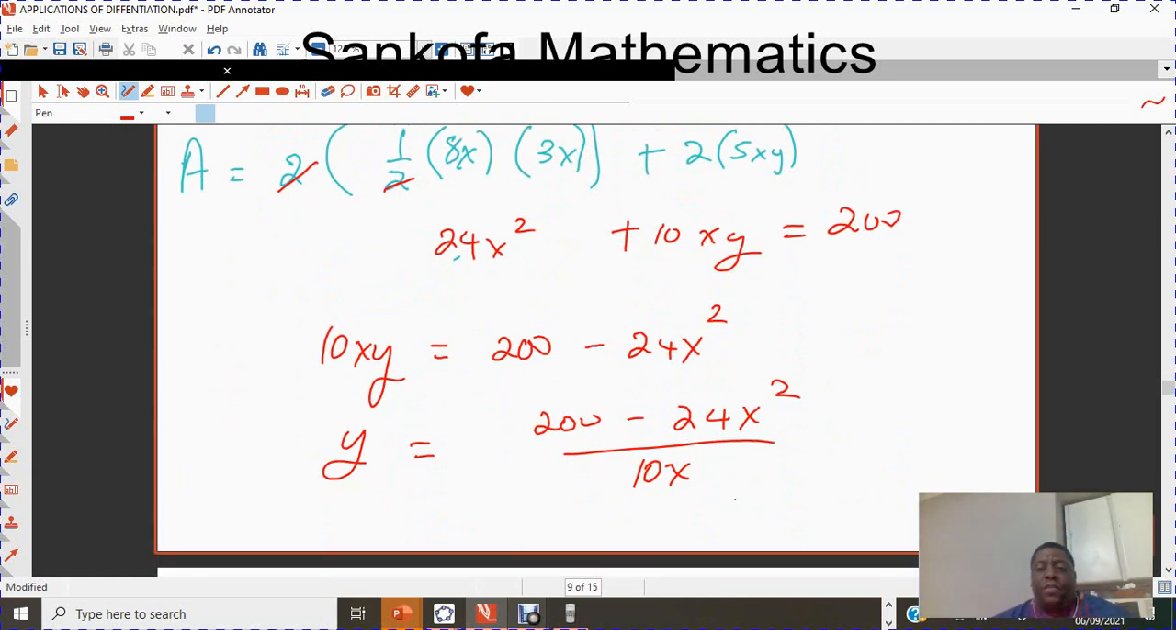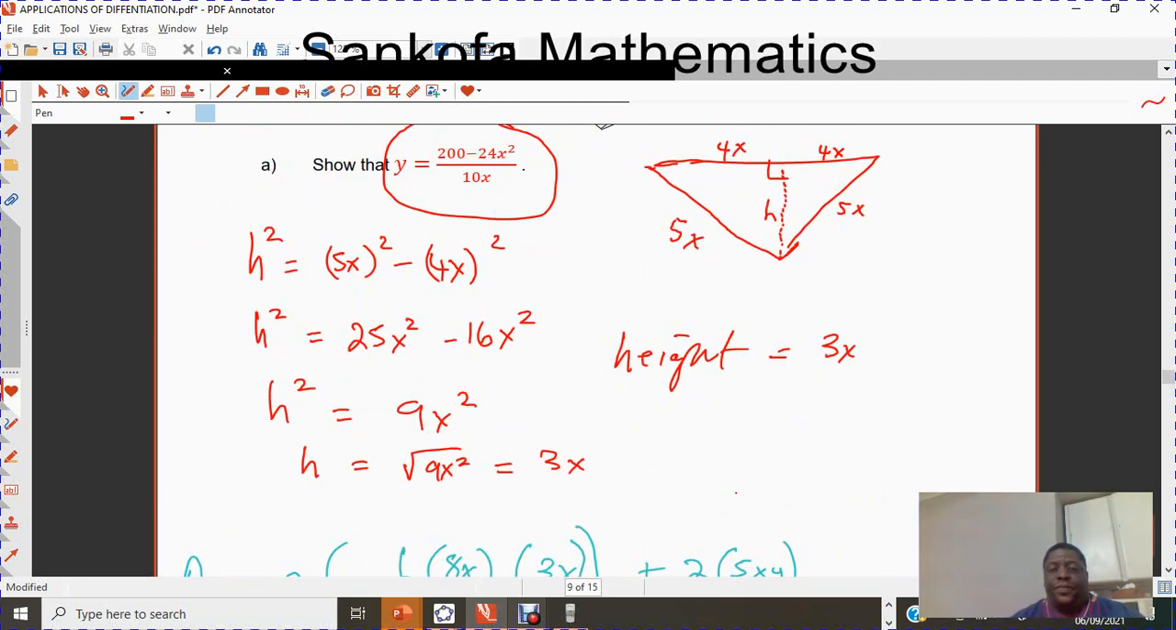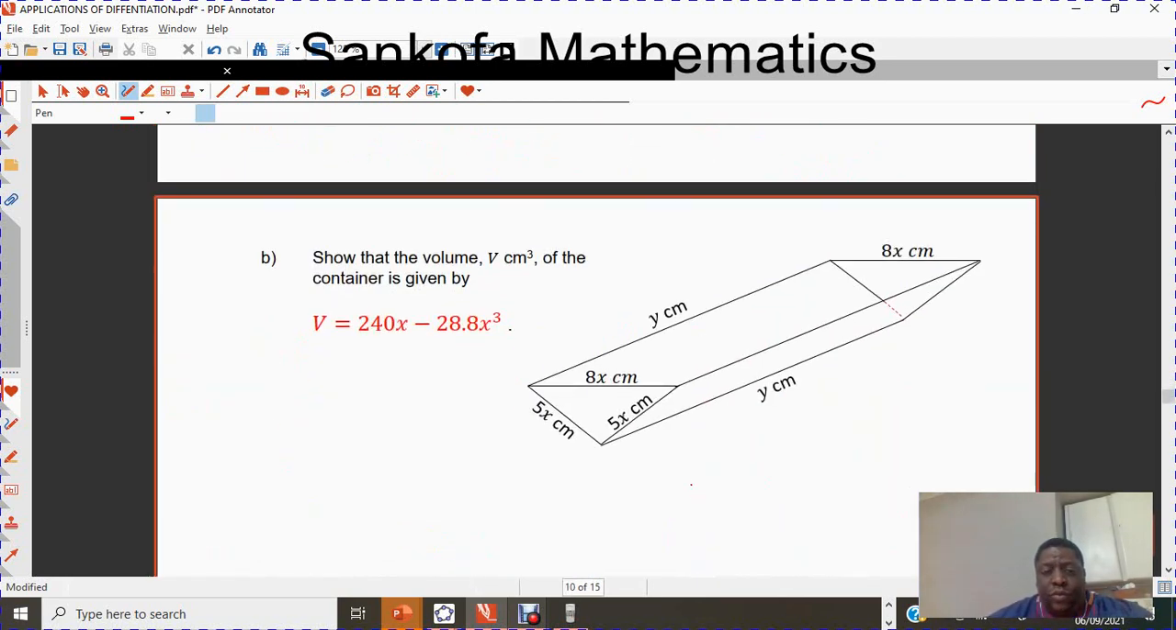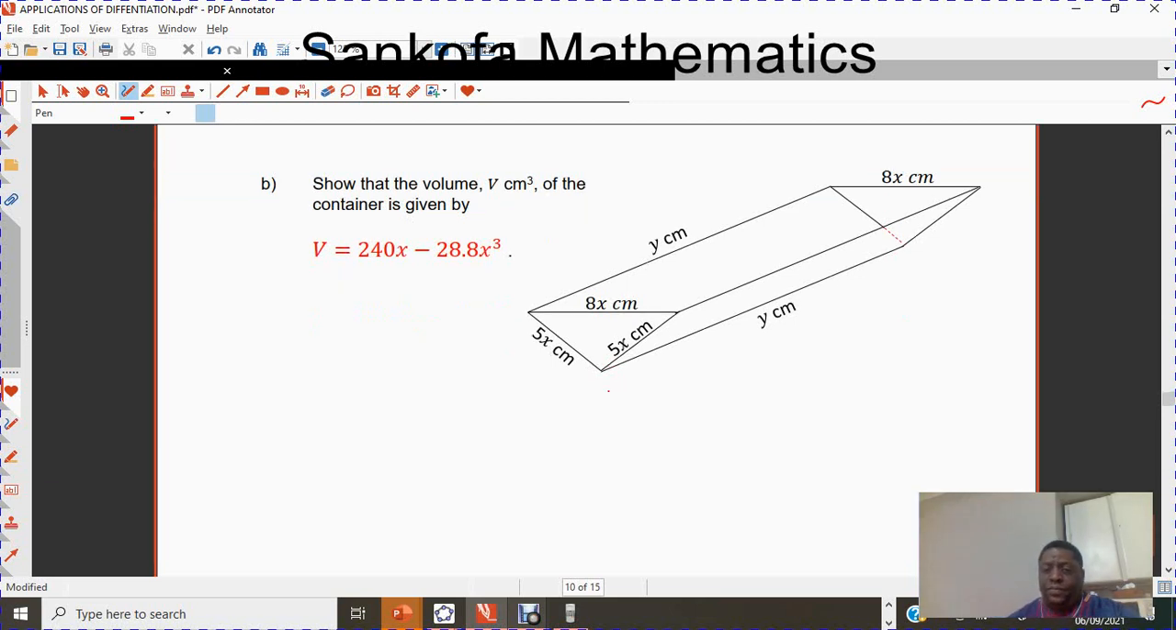So now that we have the value of y, we can do quite a number of things. They are saying we are supposed to show that the volume is equal to this value here. So the volume we find by the area of that triangle. If you had to calculate the volume, it will be the area of the triangle multiplied by y. Y is this length here. Does that make sense?